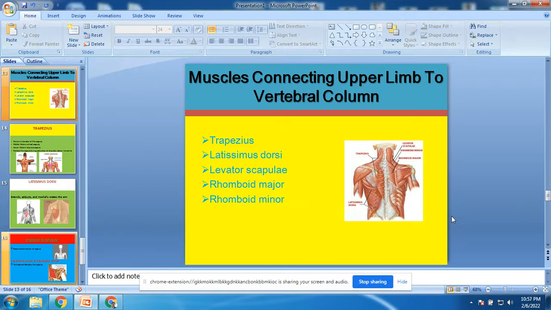इसके बाद हमारे पास है मसल कनेक्टिंग अपर लिम्ब टू द वर्टिब्रल कॉलम। सबसे पहले मसल ट्रेपेजियस, लैटिसिमस डोर्सी, लिवेटर स्कैपुला, like this, rhomboid major, rhomboid minor. Trapezius, latissimus dorsi, levator scapula, rhomboid minor or rhomboid major.